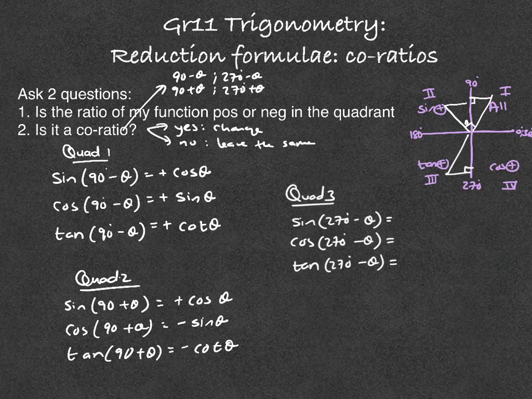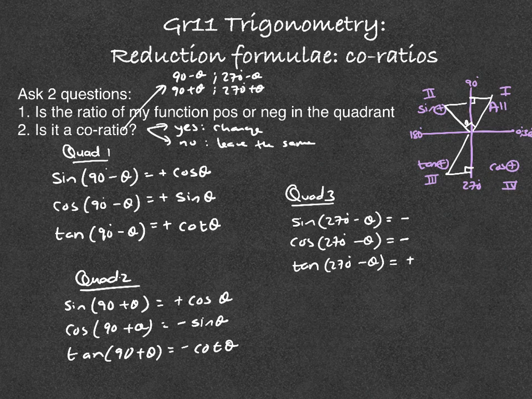So the first question you're going to ask, my original functions, are they positive or negative in this quadrant? Let's go for it. Is sine positive or negative in quadrant 3? Negative. Is cos positive or negative in quadrant 3? Negative. Is the ratio of tan positive or negative in quadrant 3? No, it's positive. Okay, good. Now the second question is, am I dealing with a co-ratio? Yes, 270 minus theta is a co-ratio.